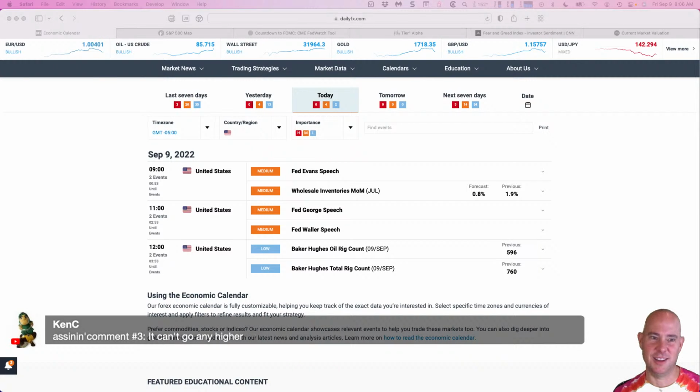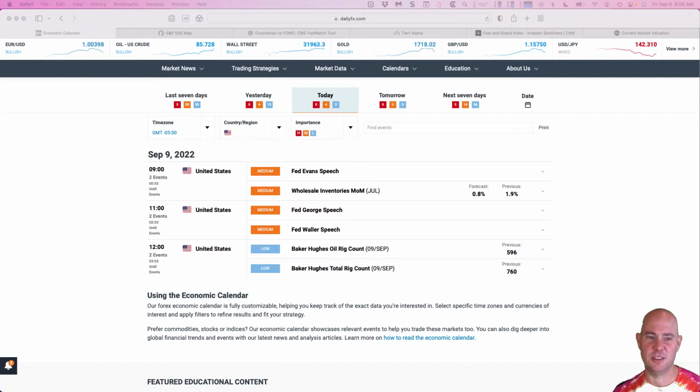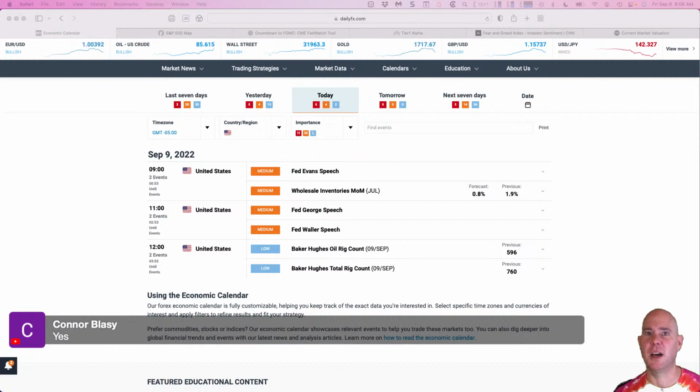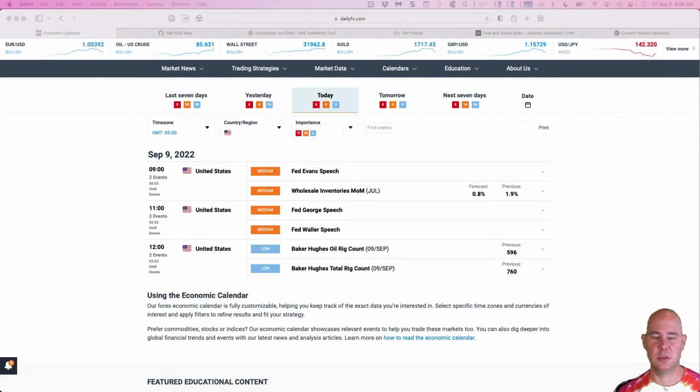It can't go any higher, says comment number 3. Things can go higher. Remember, we got the counter trend buy out of oversold conditions. Should we be surprised at the rally? No. Is it the bottom? Probabilities do not say so.